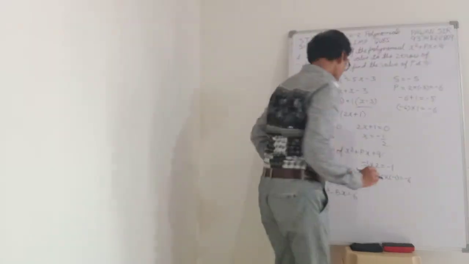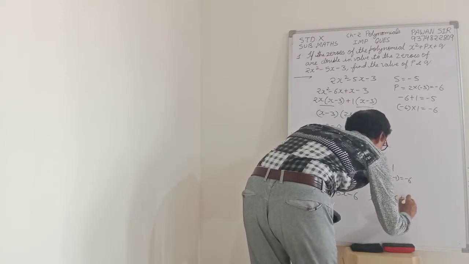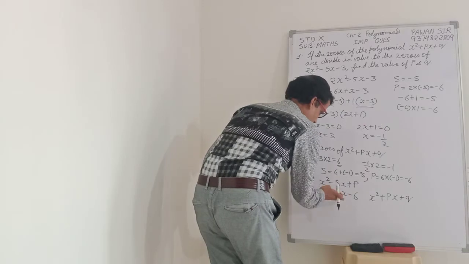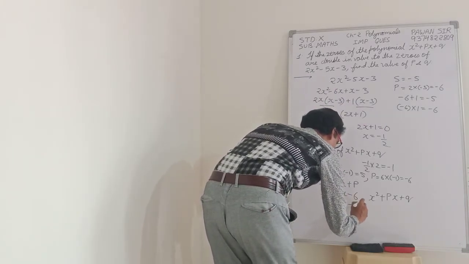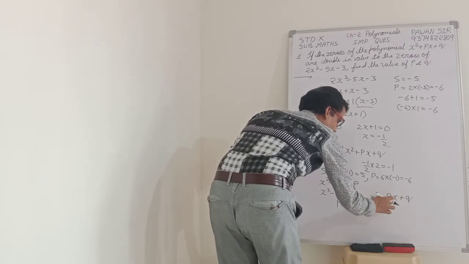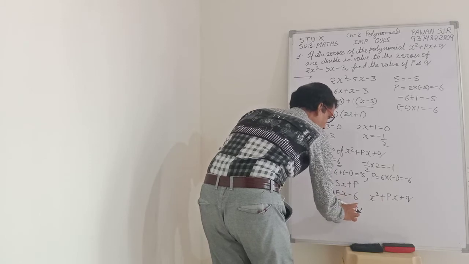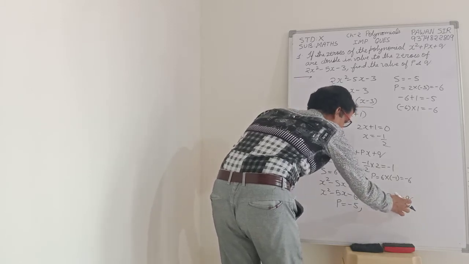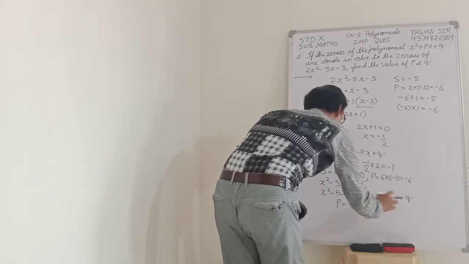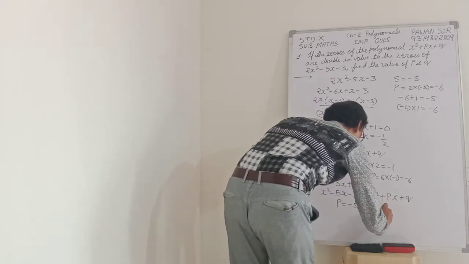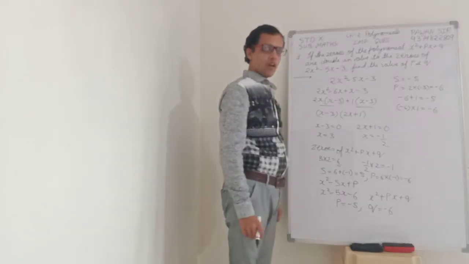And the given polynomial is x square plus px plus q. So compare these two. What do we get? Compare the coefficient of x: here it is p, here it is minus 5. So p equal to minus 5. What is the constant term? Here it is q and here it is minus 6. So q equal to minus 6. So this completes our first question.